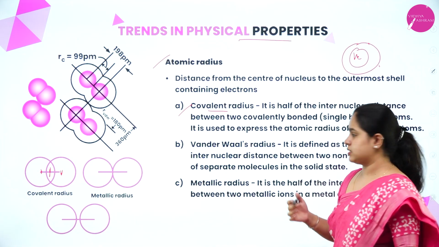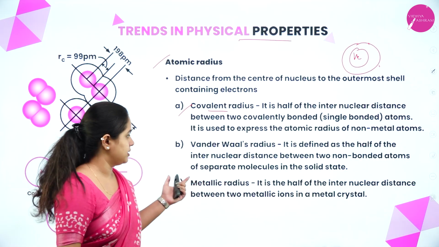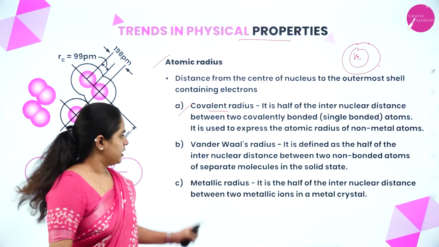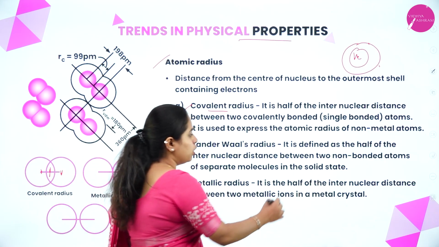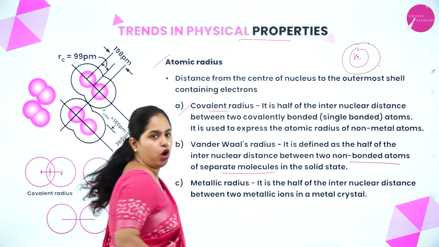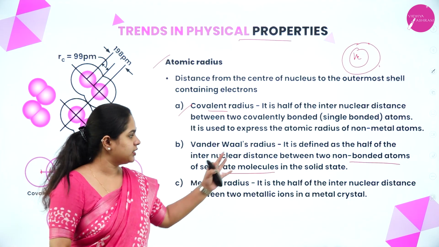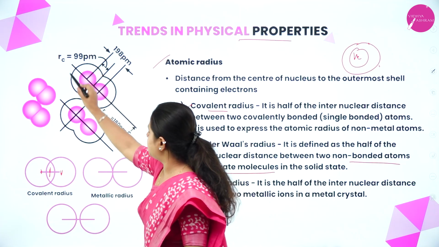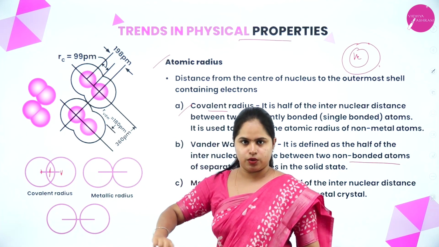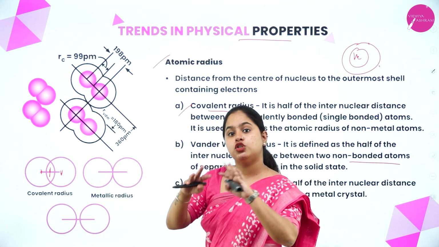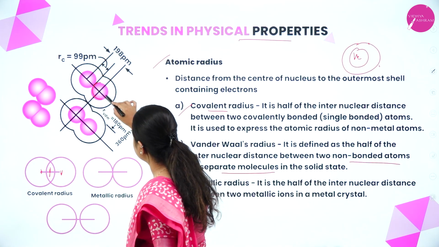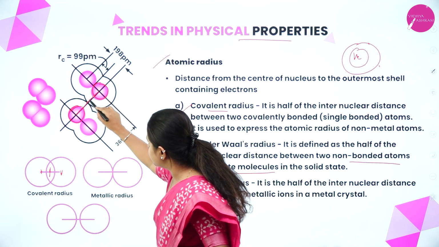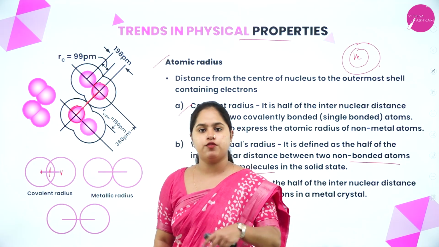Now van der Waals radius, what is it? It is defined as half of the internuclear distance between two non-bonded atoms of separate molecules in the solid state. So it is half of the internuclear distance between two atoms of different molecules. As you can see here, this particular one is one molecule and this is another molecule. Let's consider this one and this one. This is an atom of one molecule, this is an atom of another molecule. The internuclear distance between them is this part, and half of it will give you the van der Waals radius.